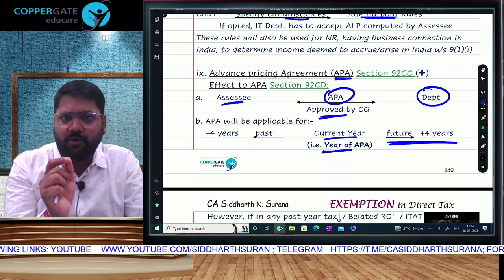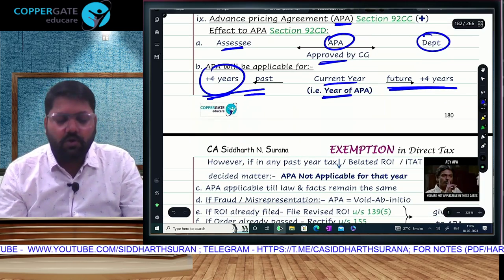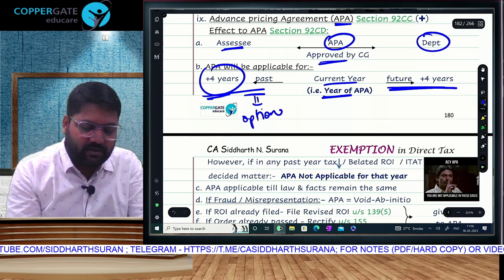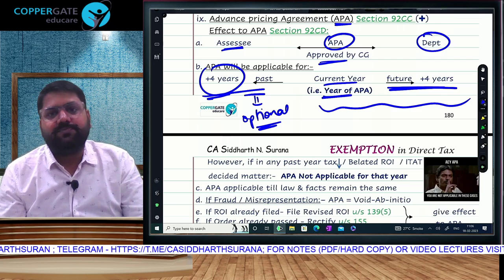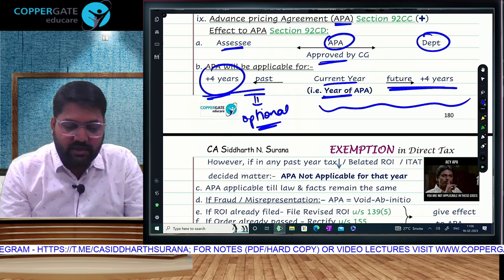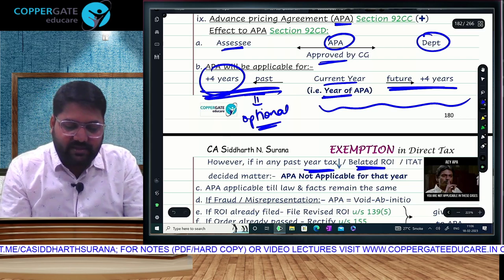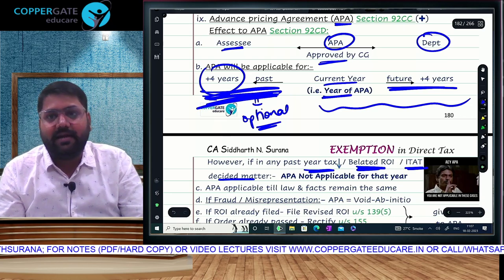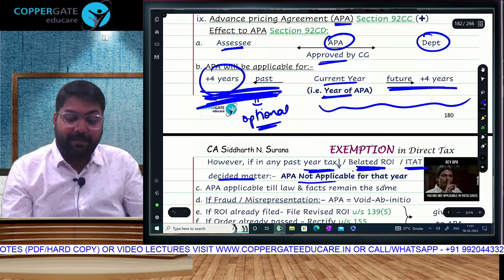But the best part about advance pricing agreement is that you can apply it for the past 4 years also. But applying for the past 4 years is optional. So APA will compulsorily be applicable for the current year plus next 4 years, but for applying it to the past 4 years, it is optional, and there are some conditions. If in any of these past years your tax liability is getting reduced, or if in any of the past years you have filed a belated ROI, or if in any of your past years your case was with the ITAT, then APA will not be applicable for that year.